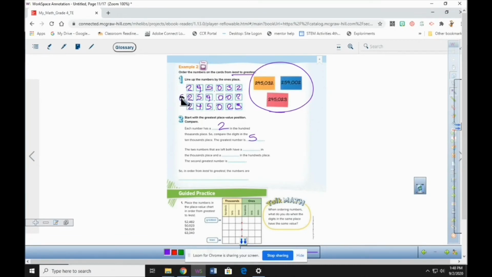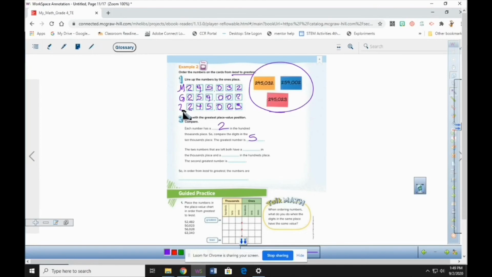So this is going to be our greatest number. The other two both have 4s. So let's look at the thousands place. Oh goodness, they both have 5s. Well, let's look at the hundreds. Well, in the hundreds, they both have 0s. So let's look at the tens place. In the tens place, one has a 3, the other has a 2. 3 is bigger than 2. So 3 is going to be our middle, and 2 is going to be our least.